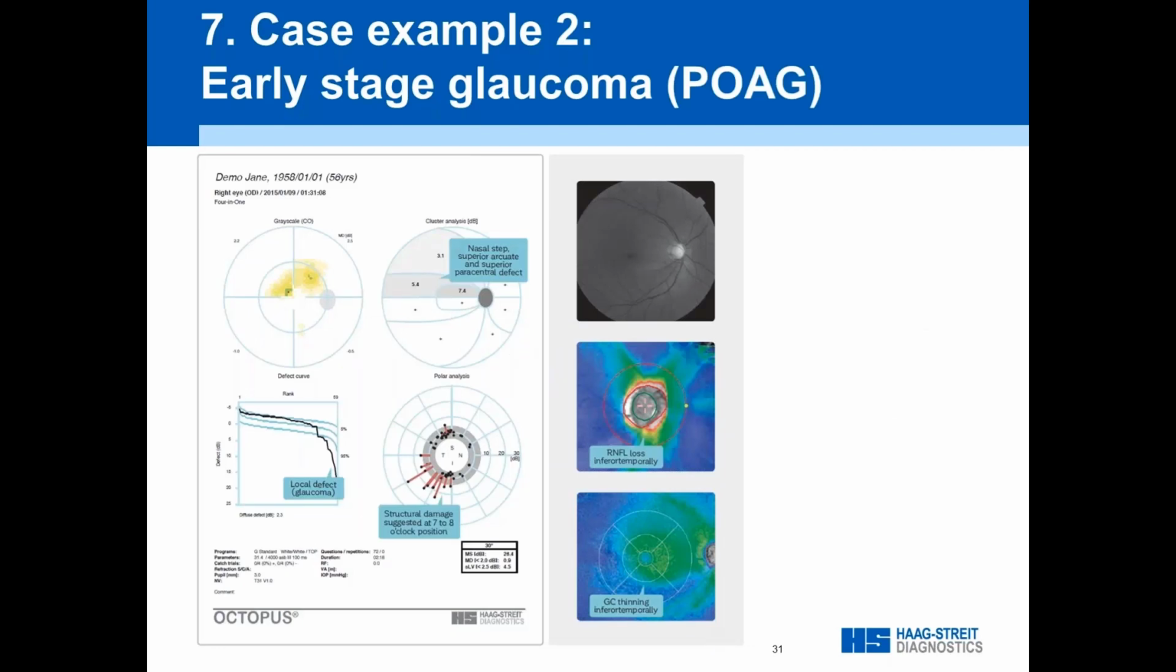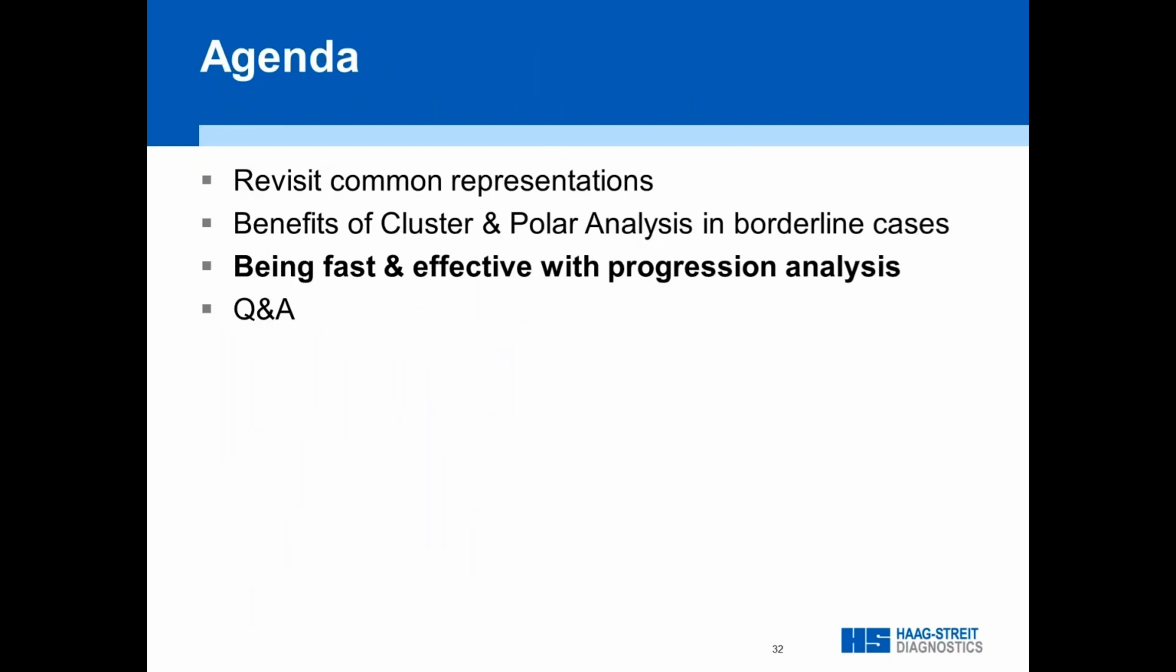So here's just some more cases for you to familiarize yourself a bit with the idea. Here, paracentral defect, cluster and superior. Of course, the cluster analysis picks it up. The polar analysis shows the corresponding defect, just flipped. And then when you look at the structure results, you see exactly the same thing. These are really powerful tools for glaucoma, and they're readily available in any Octopus. Are there any questions on these two things, on the cluster and the polar analysis?